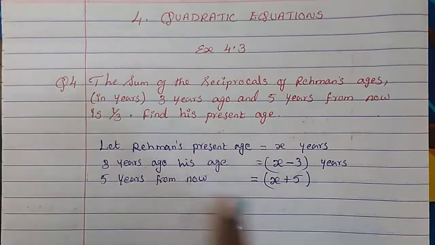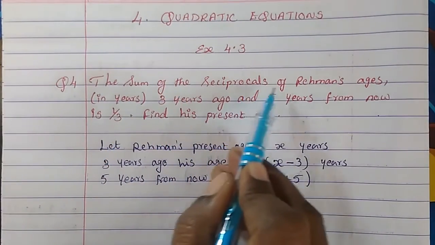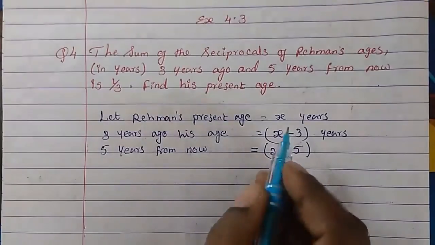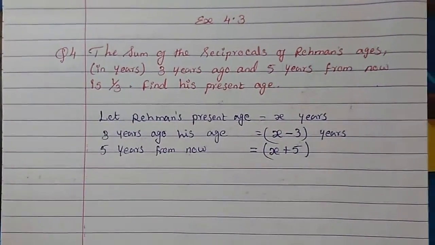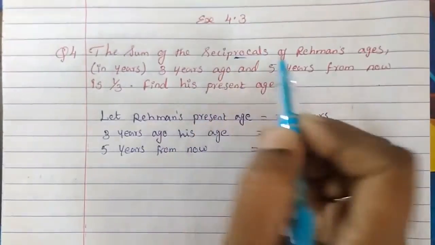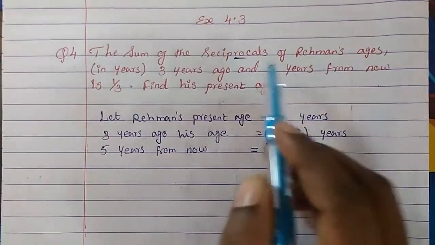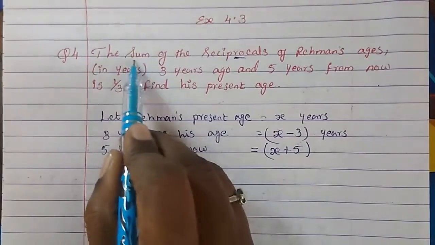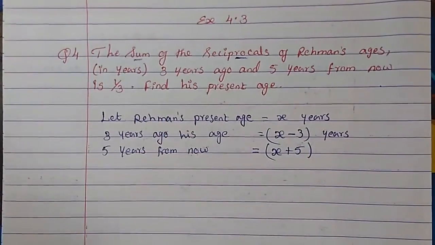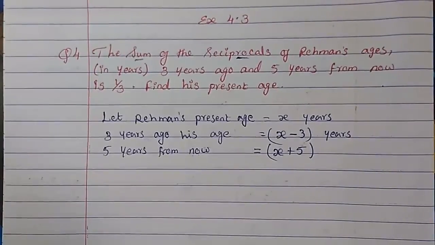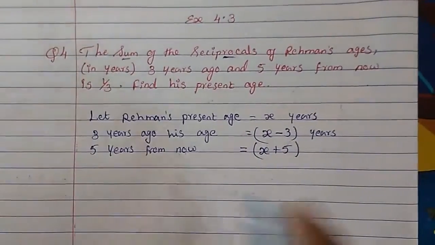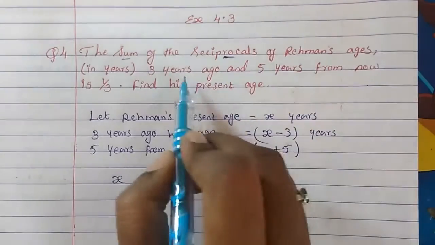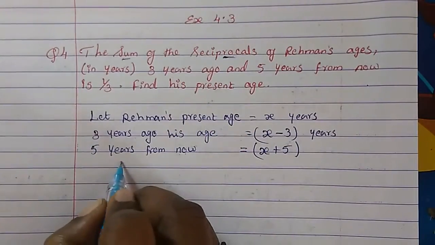Okay. So now the sum of the reciprocals of Rahman's ages is 1 upon 3. So let's write down the sum of the reciprocals of Rahman's ages 3 years ago and 5 years from now. Sum means total of the reciprocals, and reciprocal means 1 upon.